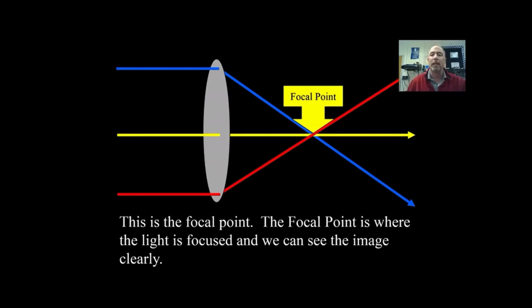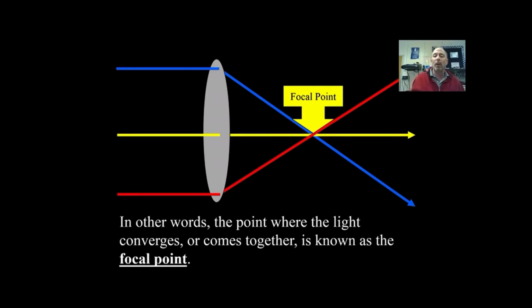Now, this is in many ways what our glasses do. Our glasses change the focal point to the back of our eyes, and it helps to clear everything up for us so that we can see. Neat trick, right? In other words, the point where the light converges or comes together is known as the focal point. And you can see here that this side of the light crosses this side of the light right here at this point, and this is where it will be clearest and can be seen best.